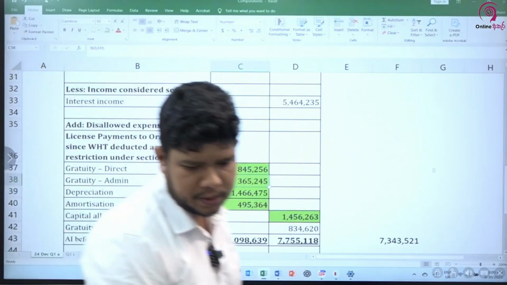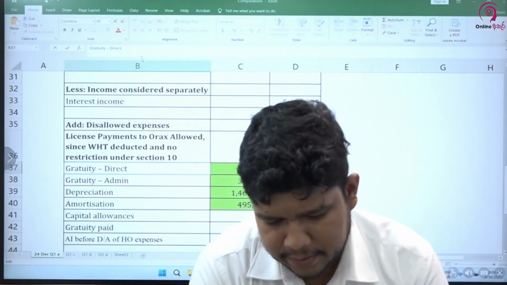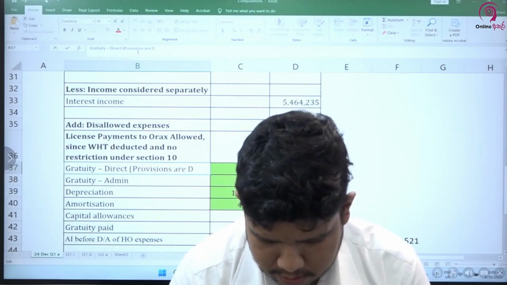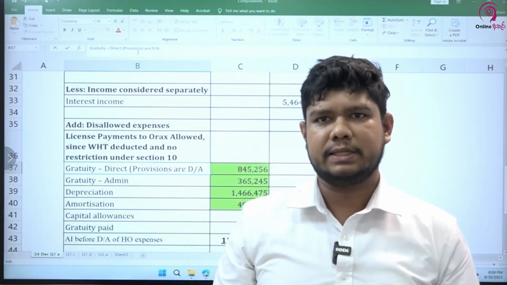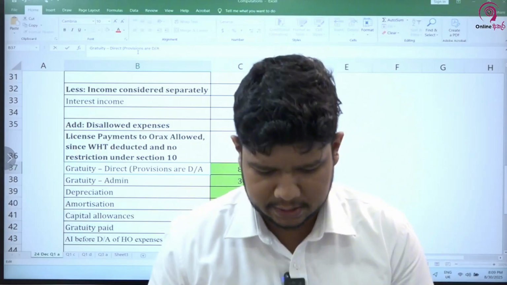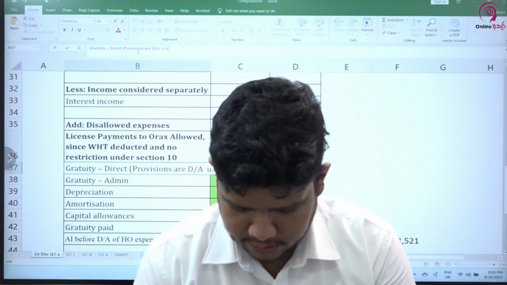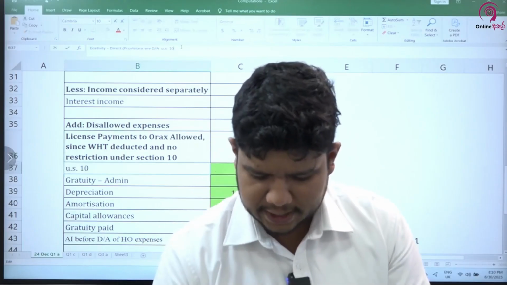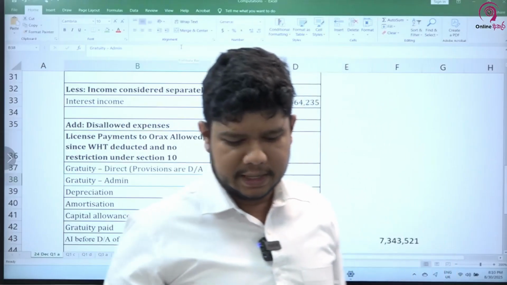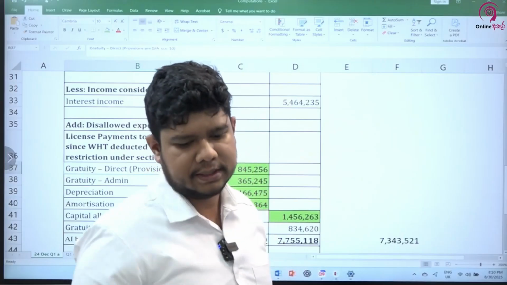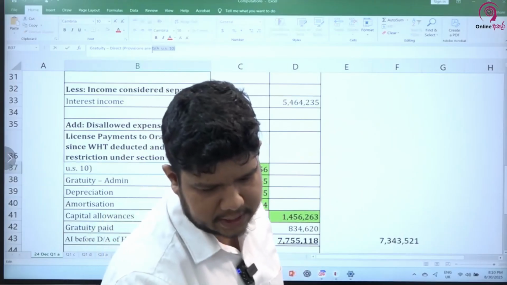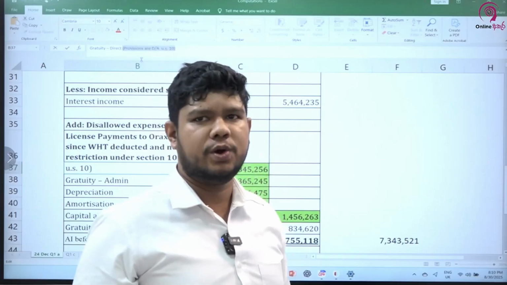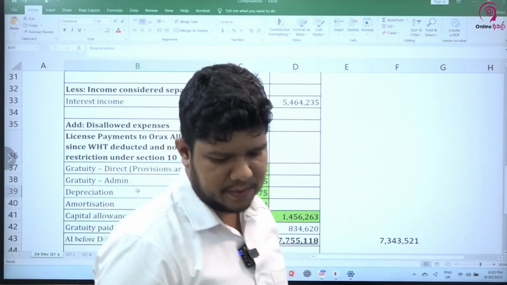So you assume provisions are disallowed. You better write this for your understanding purpose. At the exam, if time does not permit, you can skip writing this. Just write disallow under section 10. If you are taking a price, better to write this, no harm, but just disallow under section 10 is enough. This part is enough at the exam. Examiner knows why you are disallowing. These are simple adjustments, so you don't need much explanation. Even without explanation, it's fine.